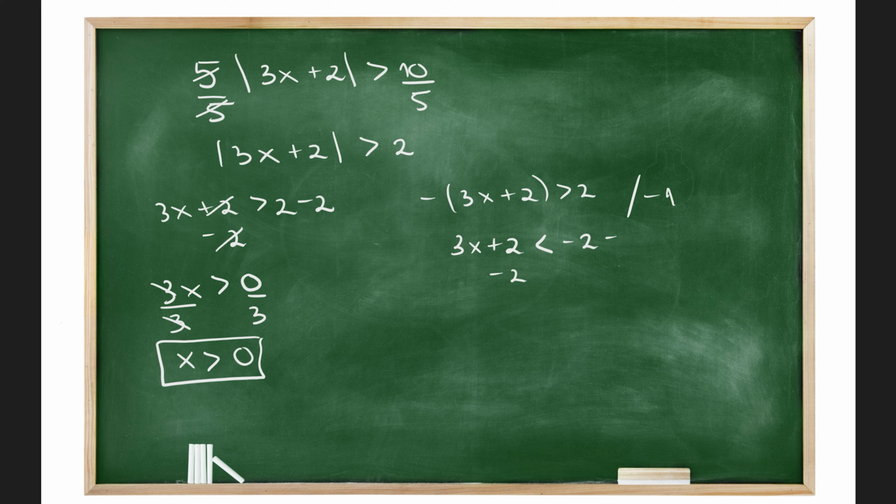Again, this is a regular inequality, so we just subtract 2 from both sides, and we will get 3x is less than -4. The next step is dividing both sides by 3, which will give us x is less than -4/3.